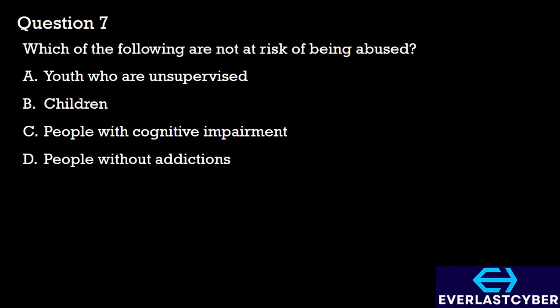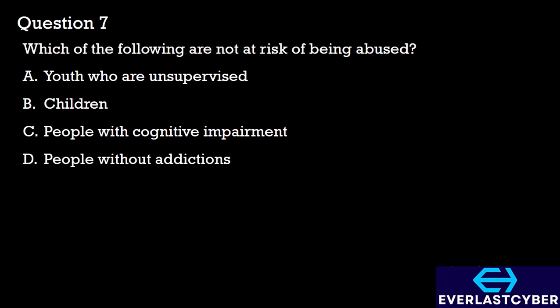Question 7. Which of the following are not at risk of being abused? A. Youth who are unsupervised. B. Children. C. People with cognitive impairments. D. People without addictions.